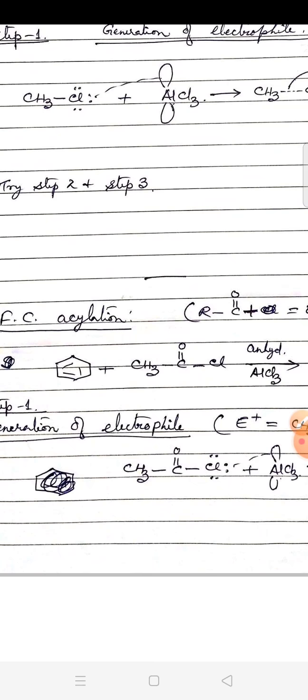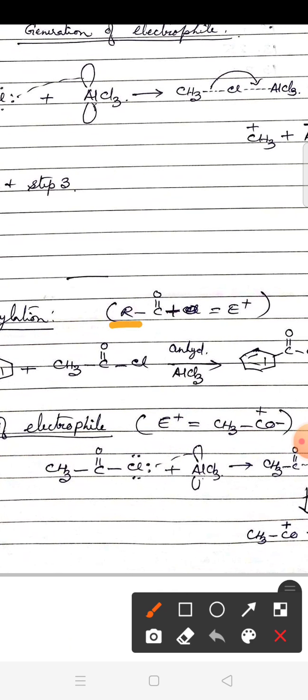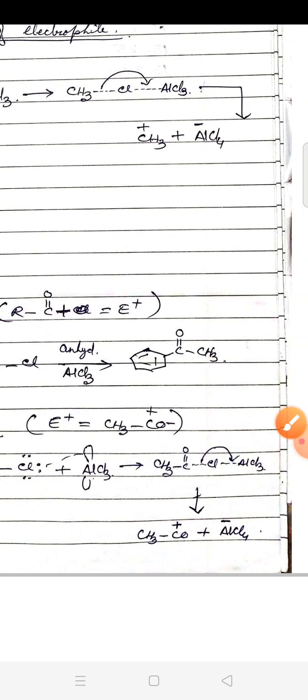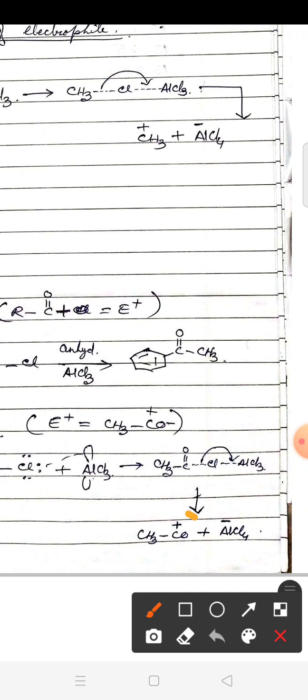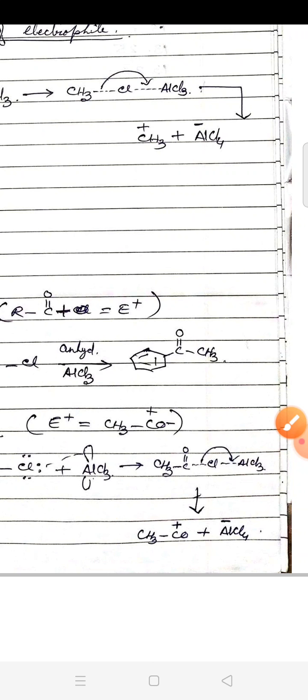The acylation reaction is also very similar. The starting material is CH3COCl. This Cl also has 3 lone pairs. It is again having AlCl3, and this AlCl3 is taking in the lone pair of the chlorine, and again the partial bond breaking and bond forming takes place, and we have generated the electrophile successfully here. For this one also, please complete step 2 and step 3.